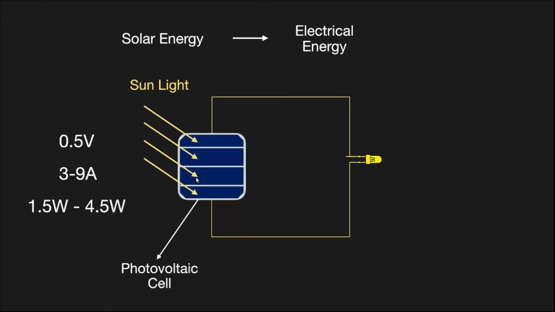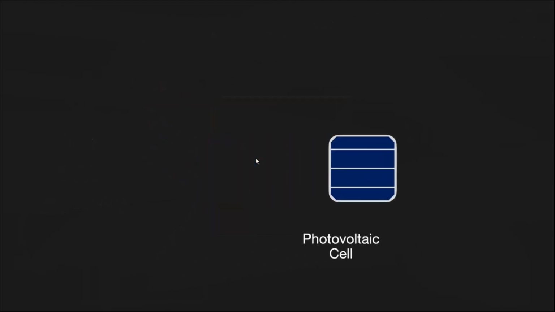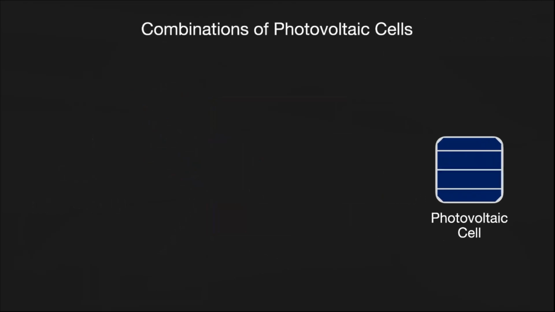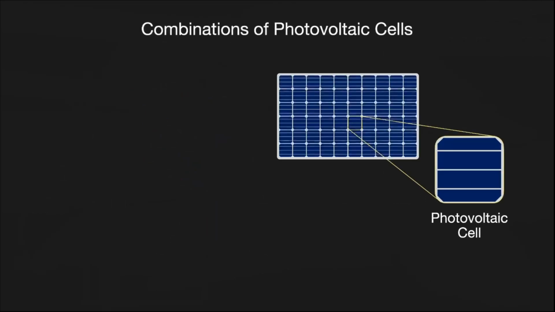And so what happens is this one solar cell really can't do much. We need a larger number of solar cells. And so what we do is we connect these solar cells with each other to form a larger solar panel, we call it. So this is our solar panel or solar module, if you want to call it that.